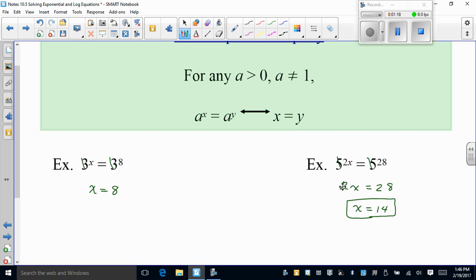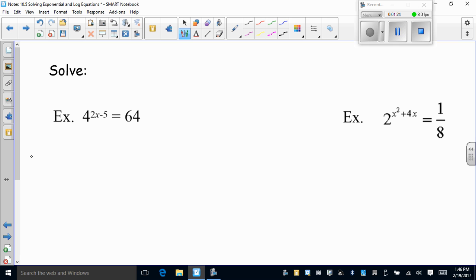Okay, a couple more examples. This one doesn't have a base of 4, so you need to get these both to be a base of 4. This is already 4 to the 2x minus 5, and 64 is 4 cubed. You may not have this memorized, but there are certain things you should have memorized at this point, like all of your perfect squares between 1 and 20, or at least 1 through 15, and your cubes through 5, say 6 cubed, and so on and so forth.